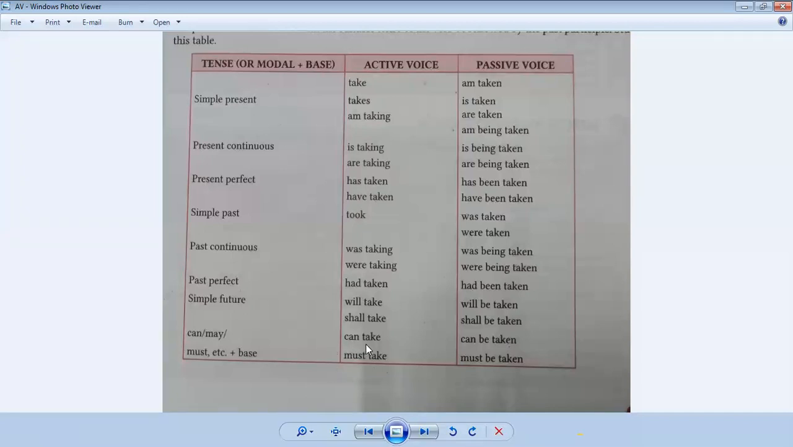She can take the dance classes. The dance classes can be taken by her. So these are the rules for different tenses. Okay. Any doubts here in the rules?